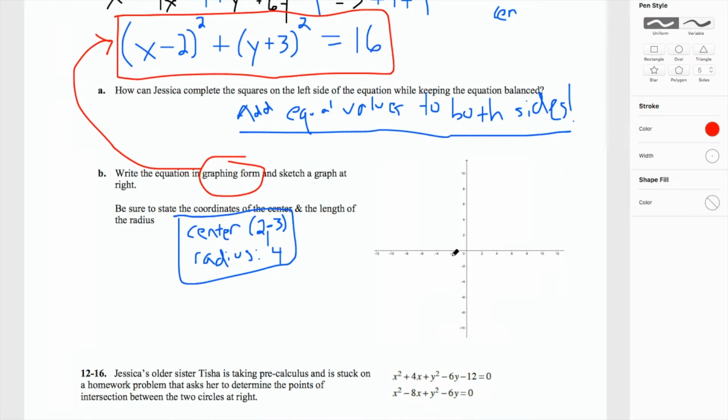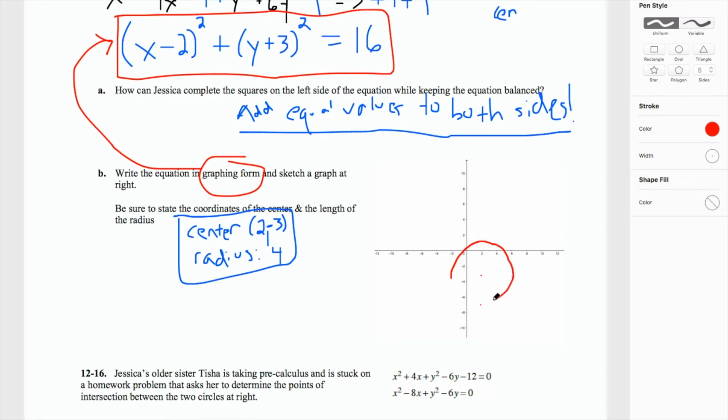So our center is at 2, negative 3, which would be down here. And then our radius is 4. So I might put a point here, a point here, and a point here at 1. 2, 1 would be on there. And then if this is negative 3, I could go down to negative 7. Okay, and then sketch a graph. I'm not even going to use that circle tool. I'm just going to sketch it.